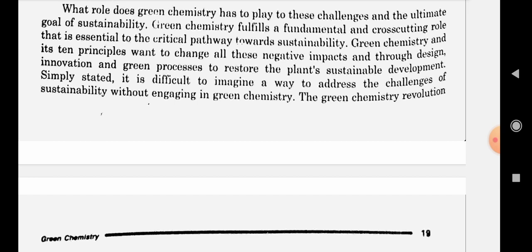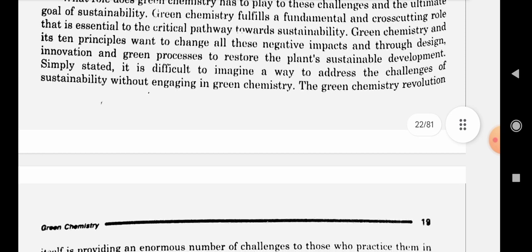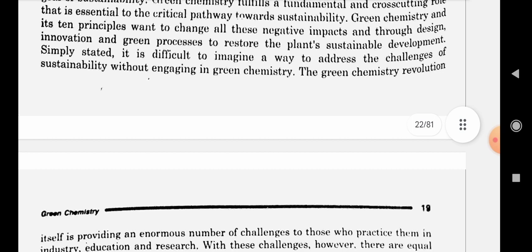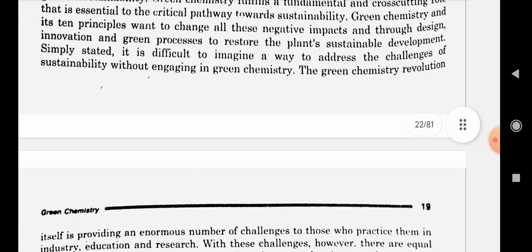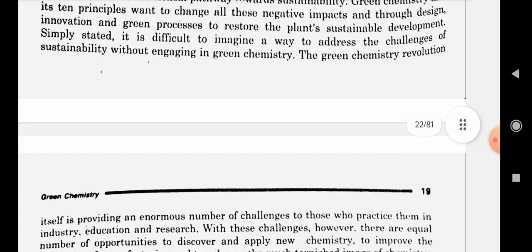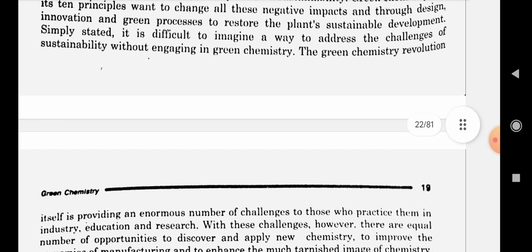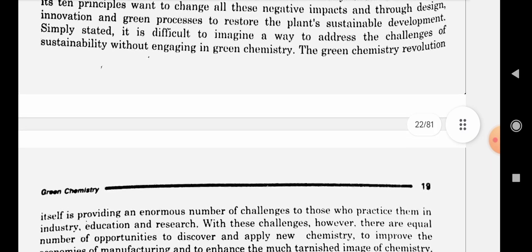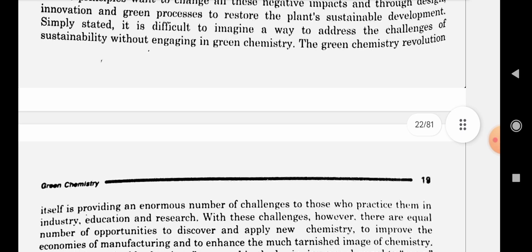What role does green chemistry have to play in these challenges and the ultimate goal of sustainability? Green chemistry fulfills a fundamental and cross-cutting role that is essential to the critical pathway towards sustainability. Green chemistry and its 12 principles want to change all this negative impact and, through the design and invention of green processes, restore the planet to sustainable development. Simply stated, it is difficult to imagine a way to address the challenges of sustainability without engaging green chemistry.